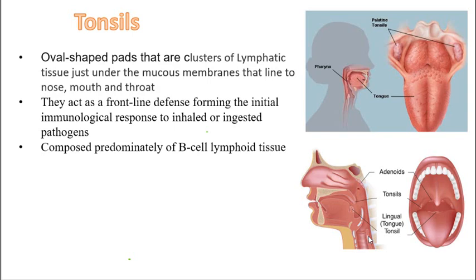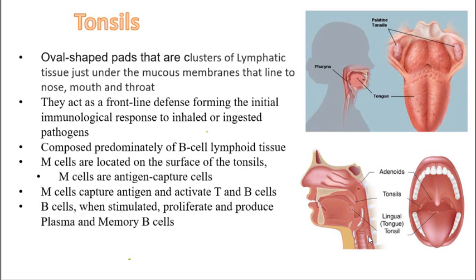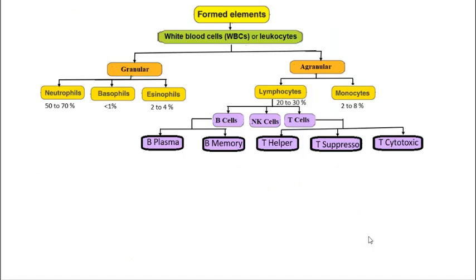They're predominantly composed of B cells, and they have M cells. You know what the function of the M cells is? They're basically like a hand extending outside and checking the outside environment. They capture antigens and activate the B and T cells. Once the T cells are activated, T helper cells will activate B cells, and when the B cells are stimulated, they will proliferate and become more numerous. Some will become plasma B cells and some will become memory B cells. The plasma B cells are the ones that will start producing antibodies.